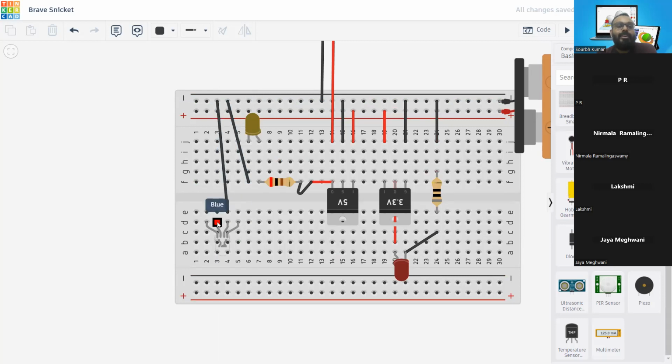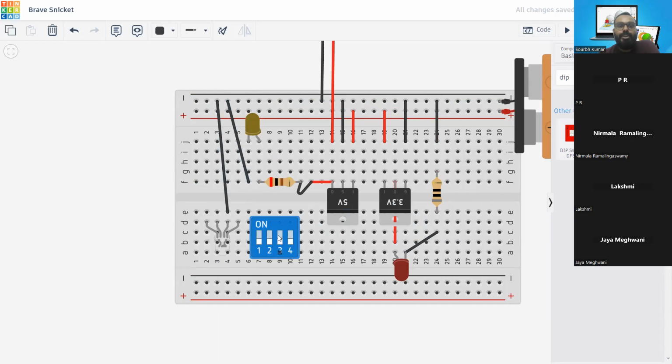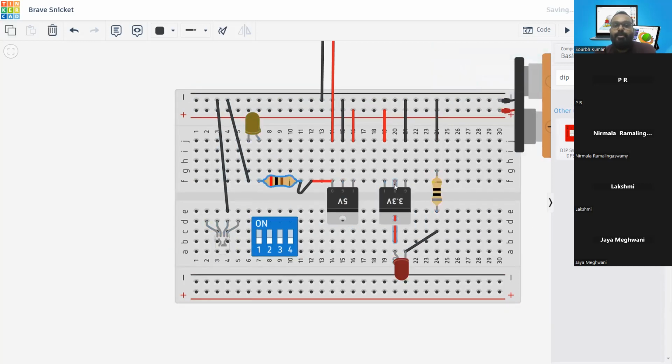Now we do have 3 of the pins. To make it an impactful or beautiful project, I have one idea. Let me bring one of the components, that is the DIP switch. So I am dragging the 4-pin DIP switch. Let me delete the other components, otherwise it will create a mess in here.